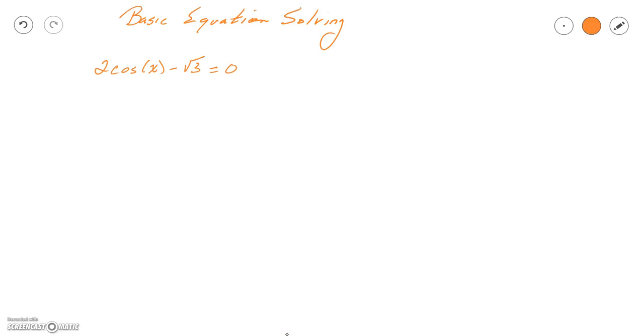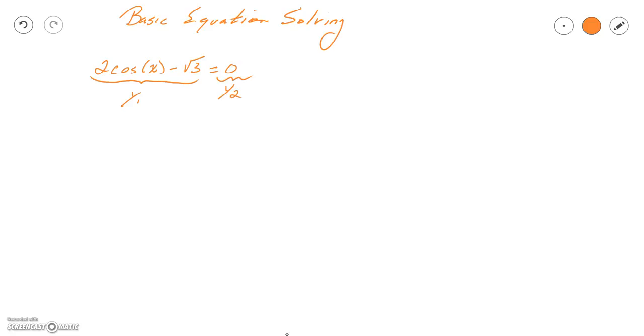Alright, so this is basic equation solving for trigonometric functions. We have an equation here, 2 cosine x minus radical 3 equals 0. And I want to remind you here, it's a powerful thing. You can always find the solution to an equation by simply graphing both sides of the equal sign. So if I graph the left-hand side and then graph the right-hand side, all I have to do is find out where these things are intersecting, and those are solutions.